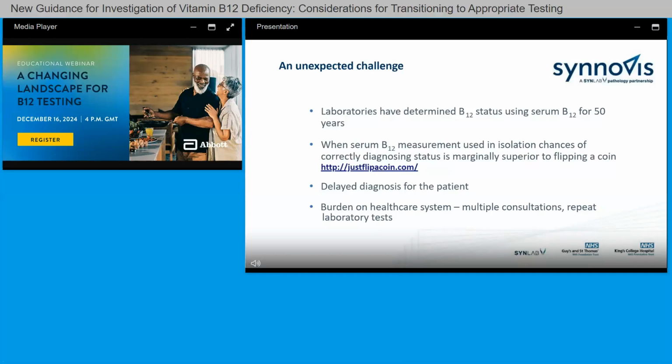This causes a delayed diagnosis for the patient. But in addition to that, it causes an unnecessary burden on the wider healthcare system because the patient ends up having multiple unnecessary consultations, and there will be repeat unnecessary laboratory tests.